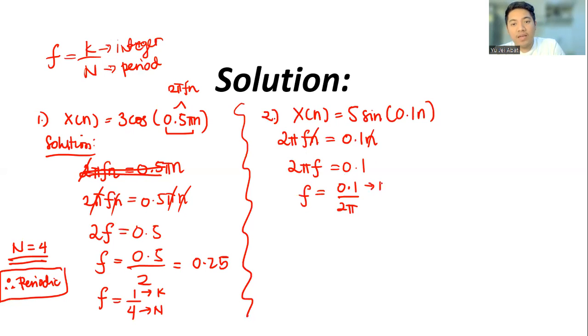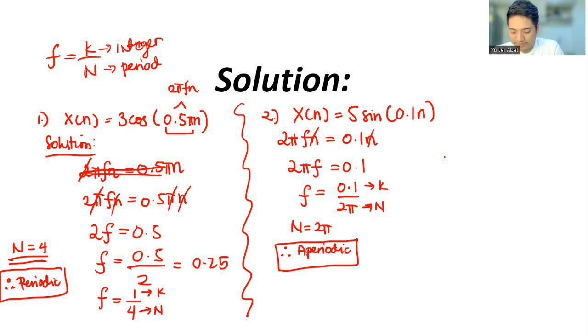So this will be your k, and this will be your n. So your n in this case is 2 pi, which is irrational, not exact. If you evaluate 2 pi, that's around 6 point something, right? So therefore, our signal x of n is aperiodic. Okay, that's number 2. So how about for number 3?